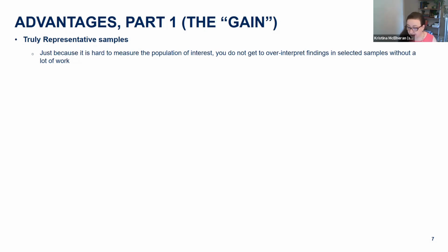Just because it's hard to measure your population of interest, you don't get to overinterpret findings in selected samples without a lot of work. So a lot of people say, well, I just have to go to war with the data I have. And it's not true. Just because it's tough doesn't mean you get to interpret whatever you want. And you really do have to think about selection in any data set.